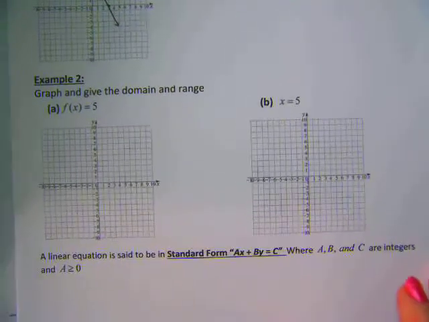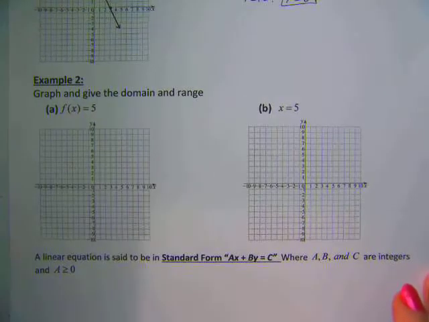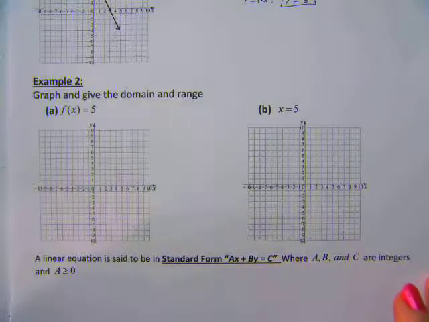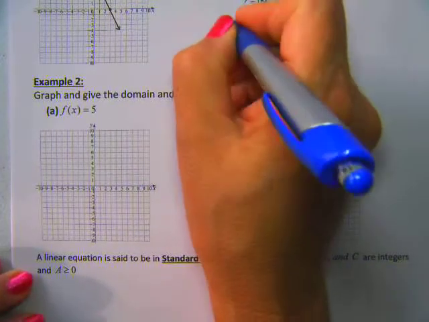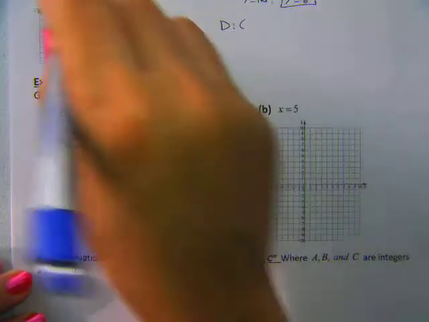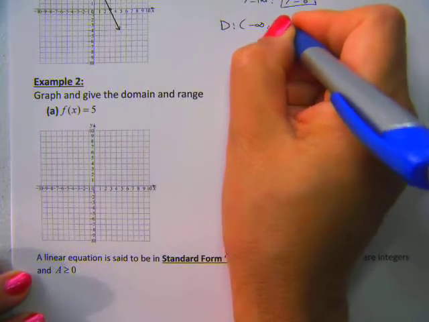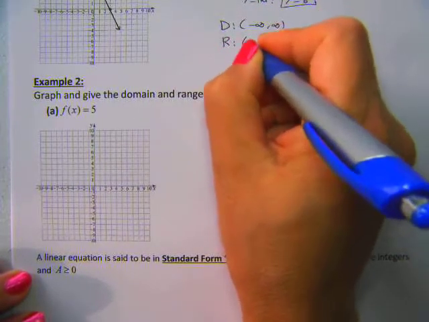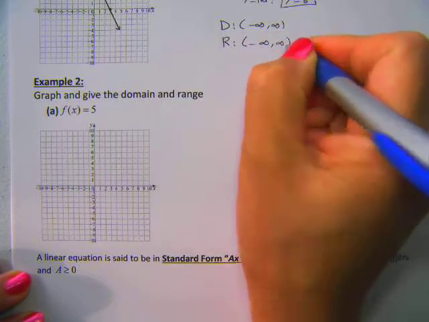Okay, let's do this. These are nice and simple. Grab the given graph and give the domain and range. Oh, I did not give the domain and range for this one. Obviously the domain is all real numbers, and the range is all real numbers.